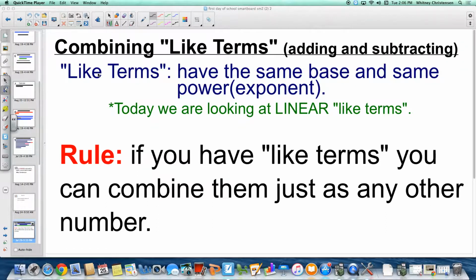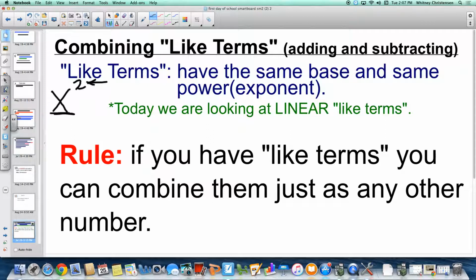So for example, I've got to get my pen. Okay. X squared, for example. This is the base, this is the exponent. Now if I have 2x squared, it still has base x and it still has the same exponent. So these would be like terms. We can add them and subtract them.